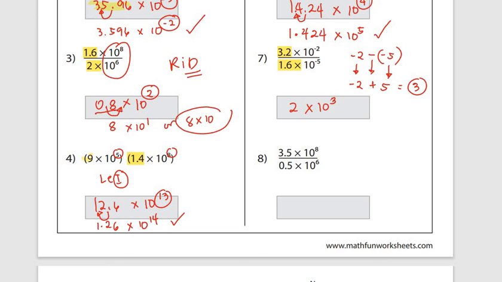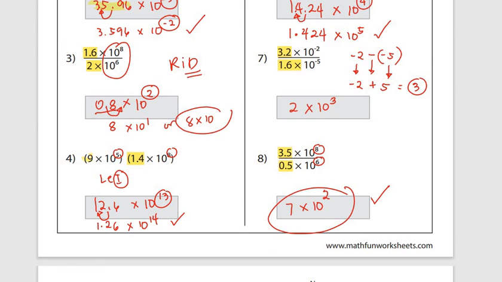And lastly, we do have here 3.5 times 10 raised to 8 divided by 0.5 times 10 raised to 6. So numerical factor here. So 3.5 divided by 0.5 will be 7 times 10 raised to 8 minus 6 equals 2. So this will be the final answer.